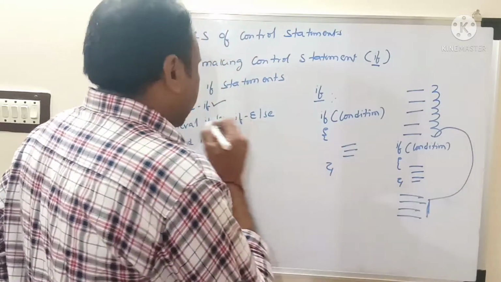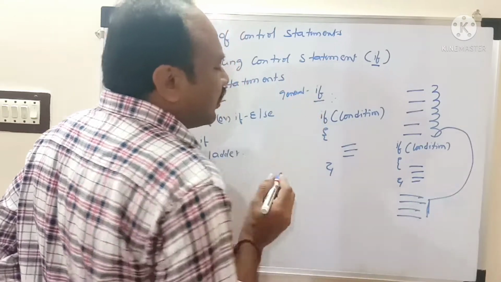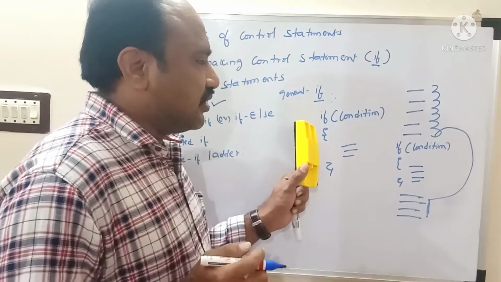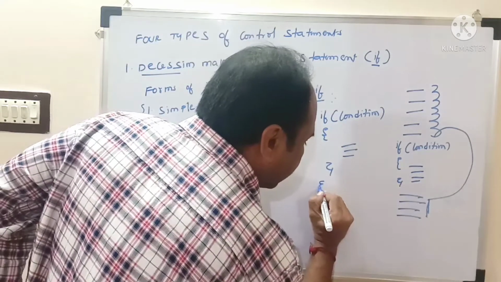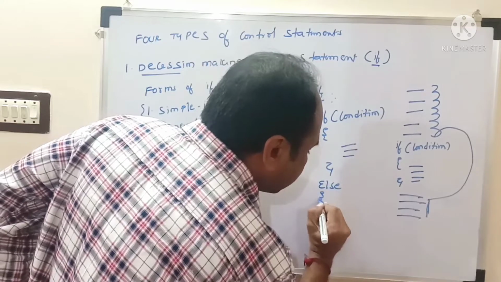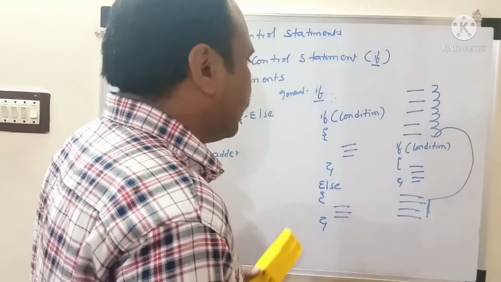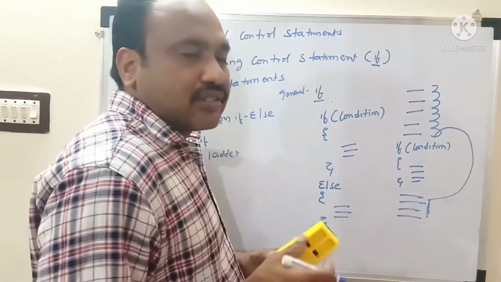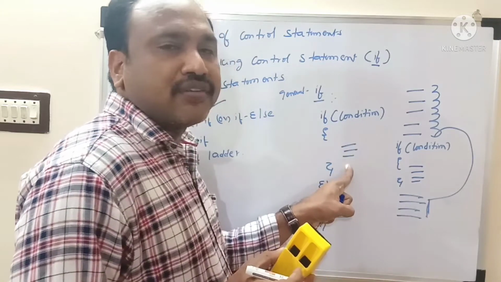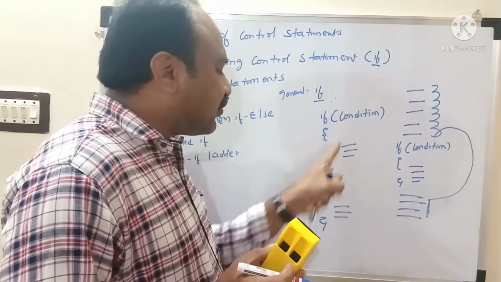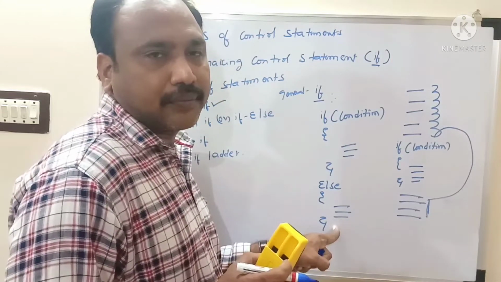Second one, general if. In general if, the syntax is like this: if of condition, set of statements, else, block start, set of statements. In general if, we have two blocks, the if block and the else block. If the condition is true, the if block will be executed. If the condition is false, what block will be executed? The else block will be executed.